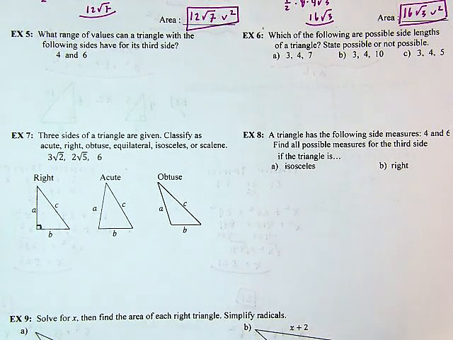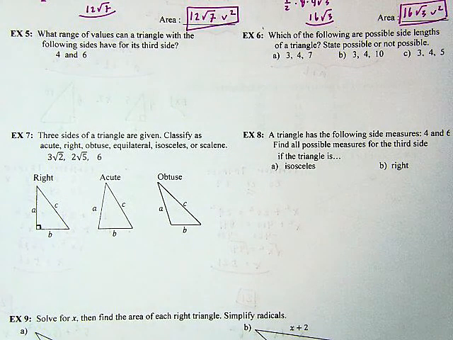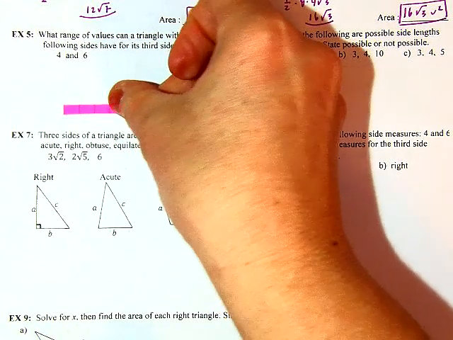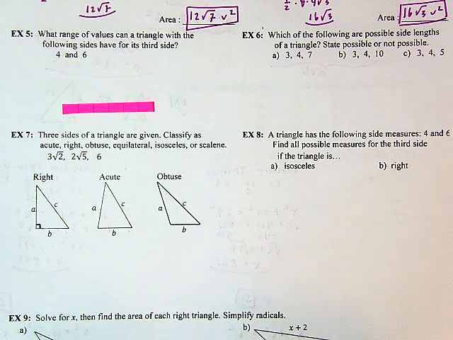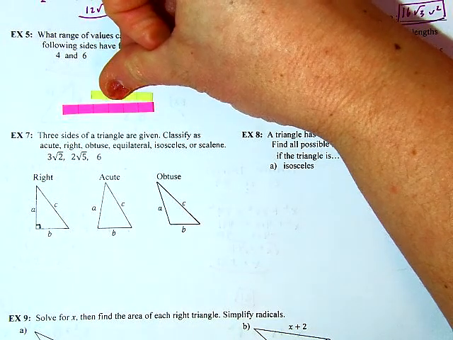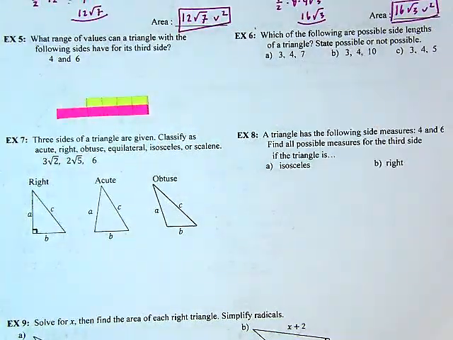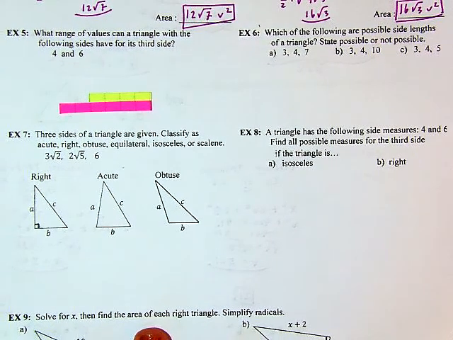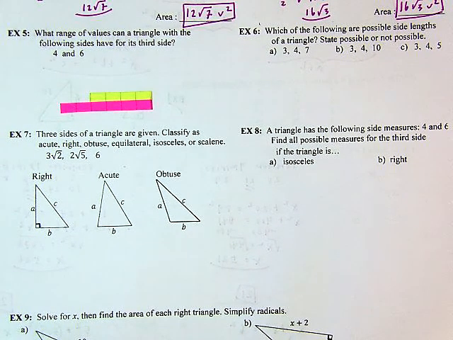So what range of values can a triangle with the following sides have for its third side? So to remind you of how to visualize, I used lots of strips of paper last semester. I'm going to do the same this semester. So here, if this is 6 and this is 4, tiny little strips of paper. Okay, so if I'm looking at a larger side of 6 and a shorter side of 4, what range of values can that third side have?